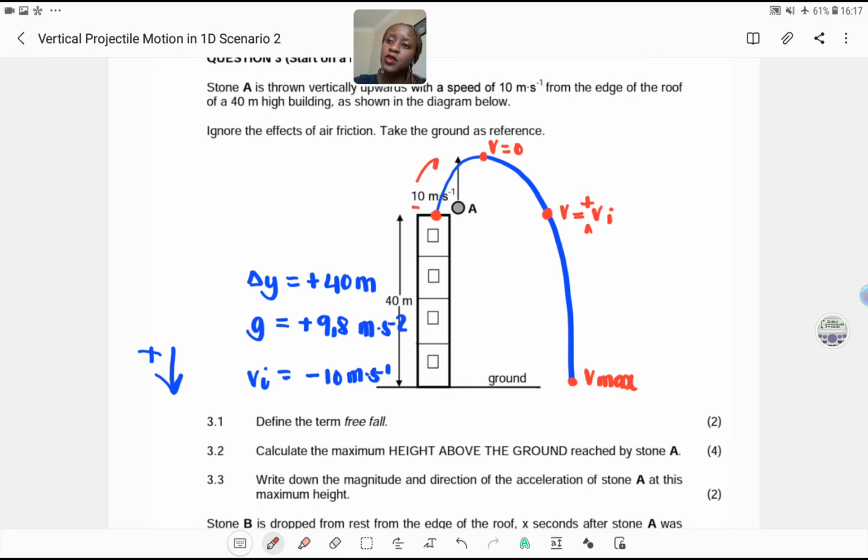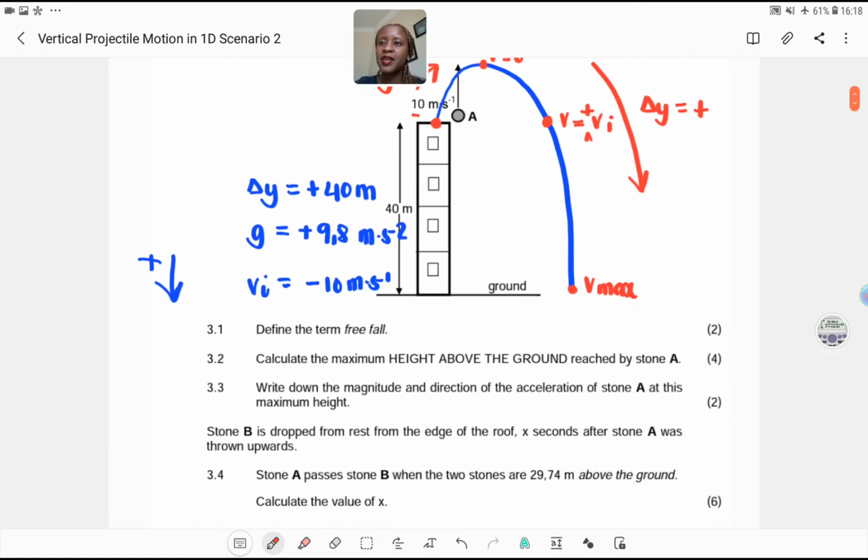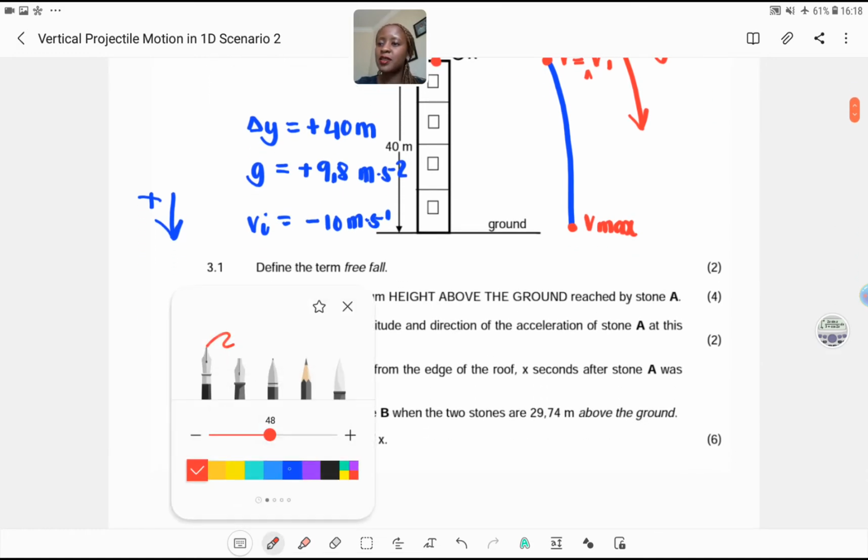Since the motion of the ball is going up, or rather the stone, not ball, your delta y there will be negative. And in this case, where the stone is going downwards, my delta y will be positive. Those are just things that you can always mark or be aware of as you answer these questions or just read through them. All right, so let us go to the question.